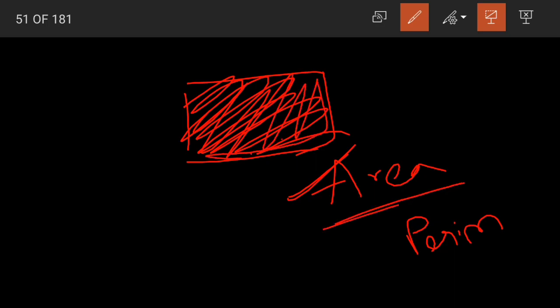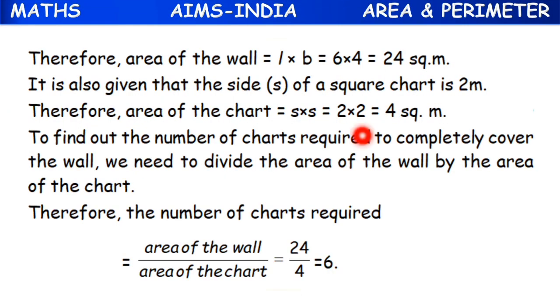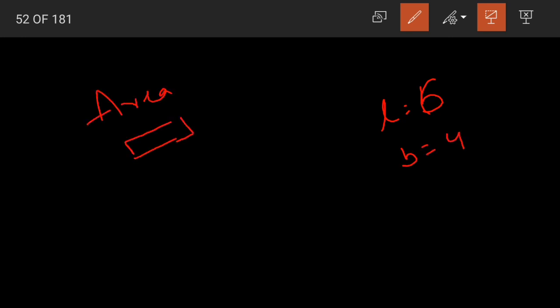Here they are saying the entire wall, so that is why we are going to find out the area of the wall first. What will be the area? The wall is a rectangular one. The length is 6 meters and breadth is equal to 4 meters. So what is the area of a rectangle? Area of rectangle is equal to length into breadth.